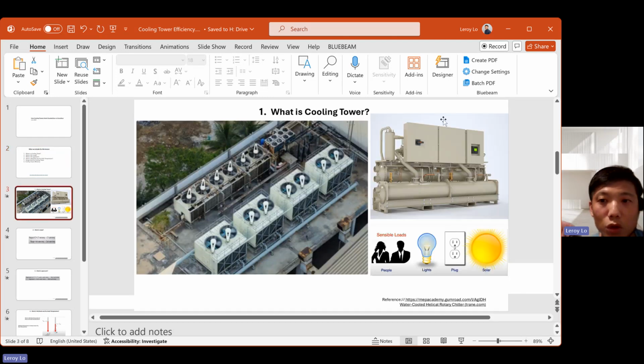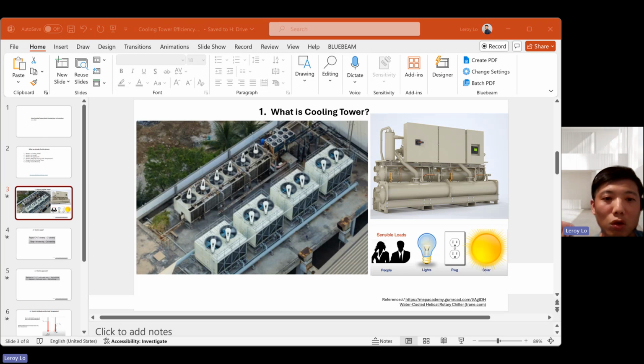Okay. So what is a cooling tower? Moving on to this one. You can see in the photo on the left, cooling towers are used to remove heat from water in water-cooled applications in industries. This usually means removing the heat from water-cooled chillers. You can see a photo of a water-cooled chiller on the top right, and the water-cooled chiller usually takes the heat from the buildings. And you can see the common heat sources at the bottom right of the photos.